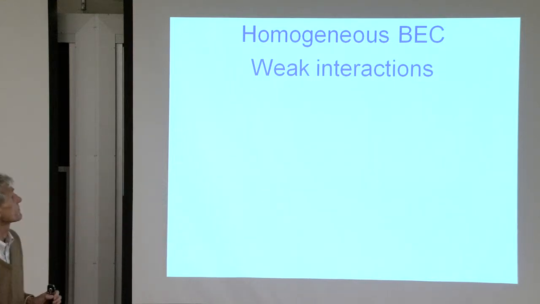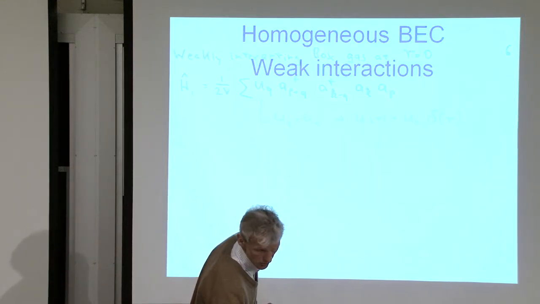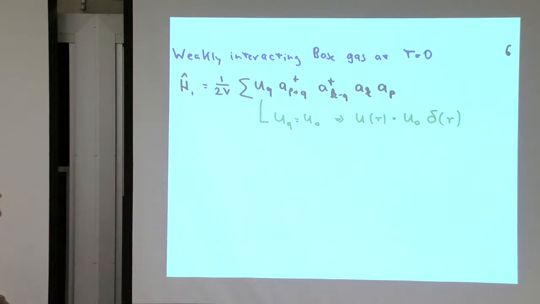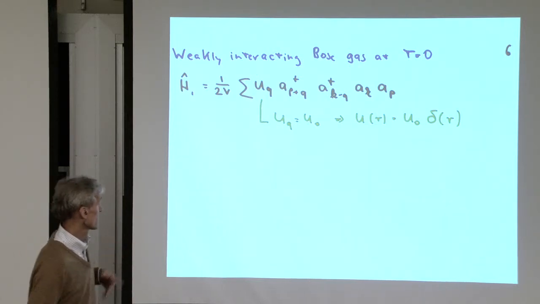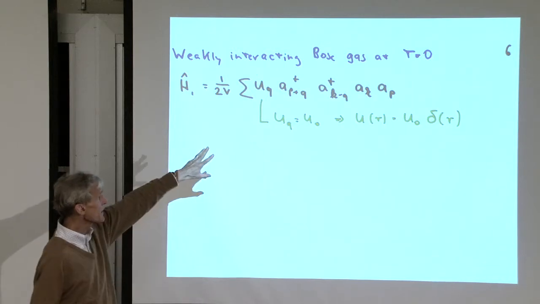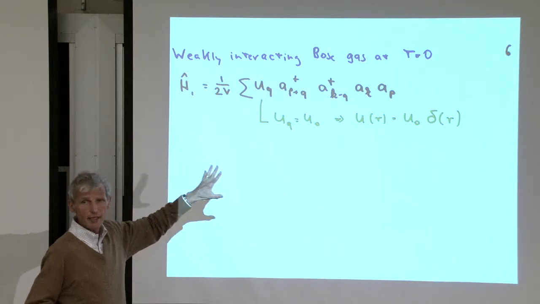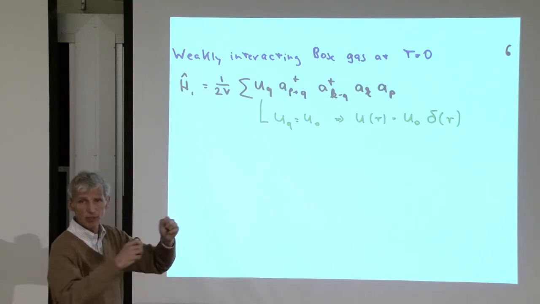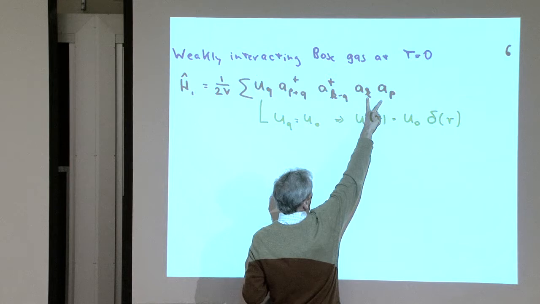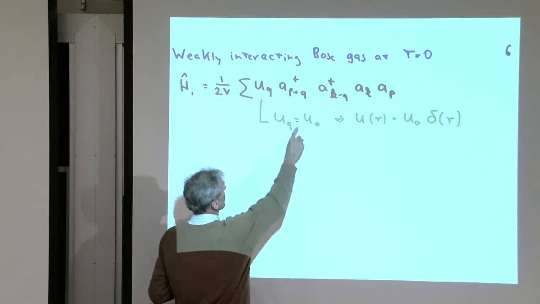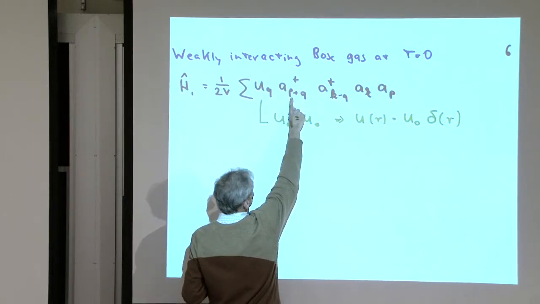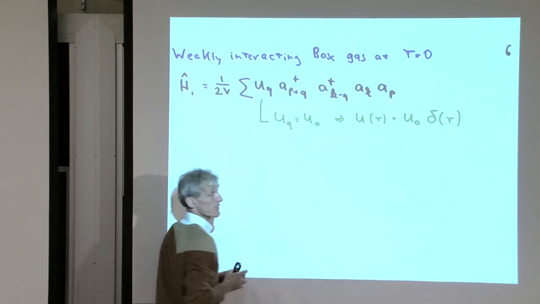Okay, let's talk about the homogeneous Bose-Einstein condensate and weak interactions. If you write down the Hamiltonian for the interactions, it will appear many, many times. The general way to write down interactions between two particles is you annihilate particles in momentum k and p, and then they reappear at different momenta. So one momentum gets upshifted by q and one momentum gets downshifted by q.